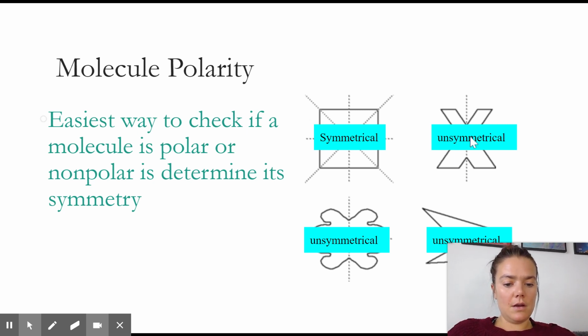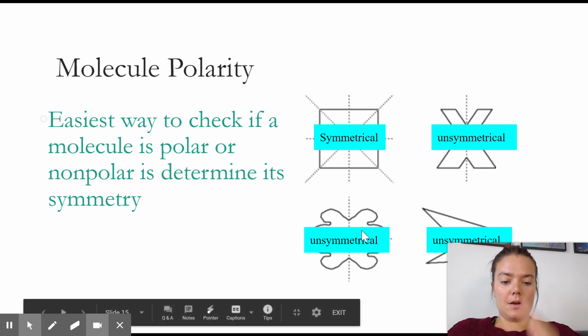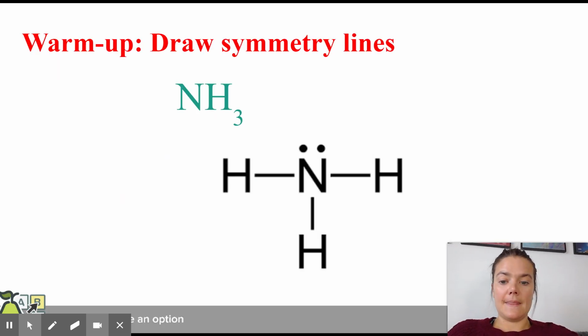This shape here is symmetrical up and down, but not horizontally. This shape here is symmetrical in 2 ways, but not in more than that. And this bottom shape down here is not symmetrical at all, because it does not have a single line of symmetry in it.